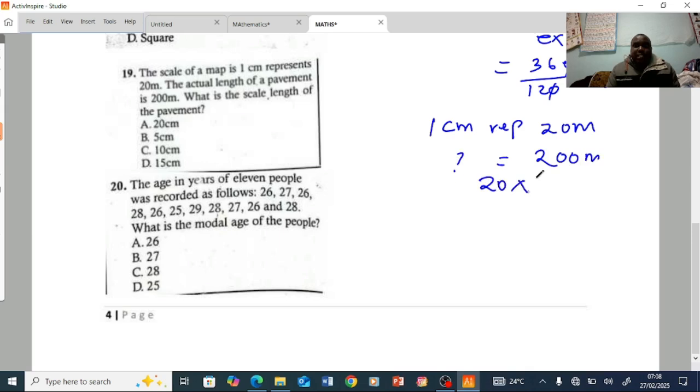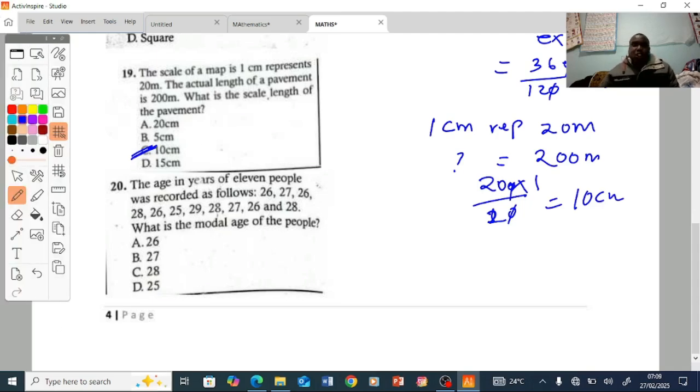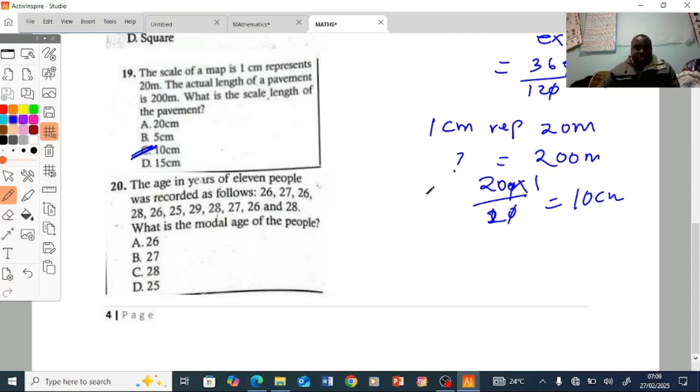It is 1 divided by 20 times 200, which is 200 divided by 20. It will be 10 centimeters. 10 centimeters represent 200 meters on the actual ground.